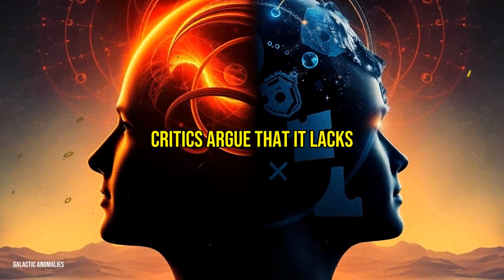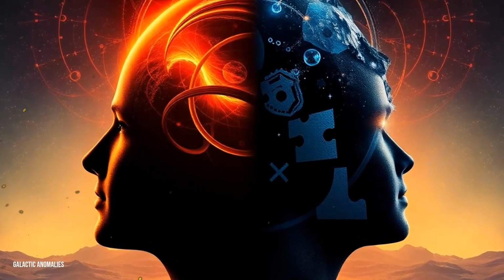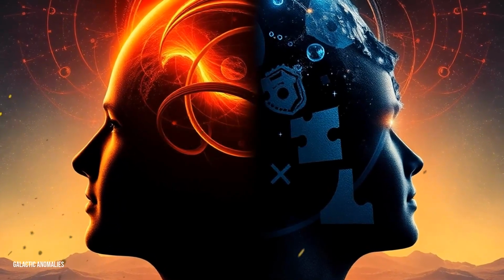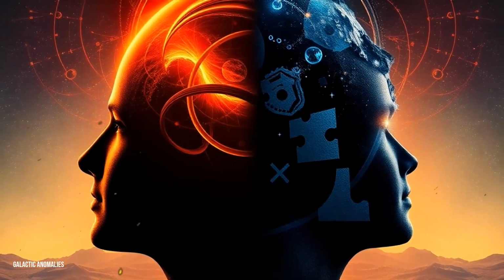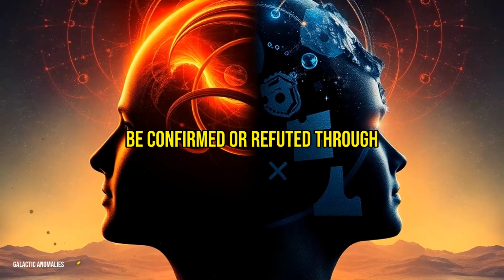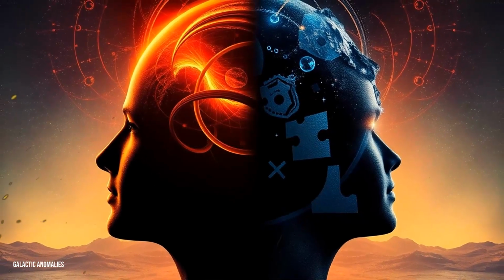Now let's consider the scientific validity of the anthropic principle. Critics argue that it lacks predictive power and cannot be tested experimentally. It's more of a philosophical argument than a scientific theory, they say, because it doesn't make specific predictions that can be confirmed or refuted through observation.